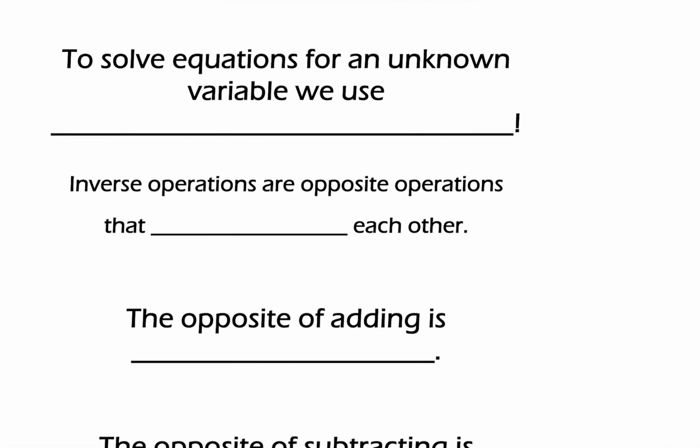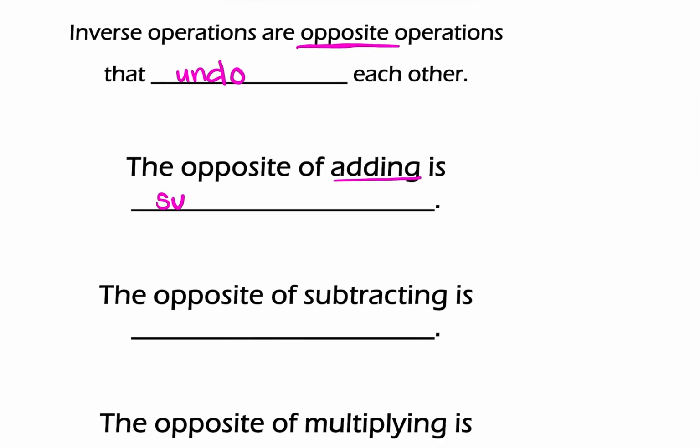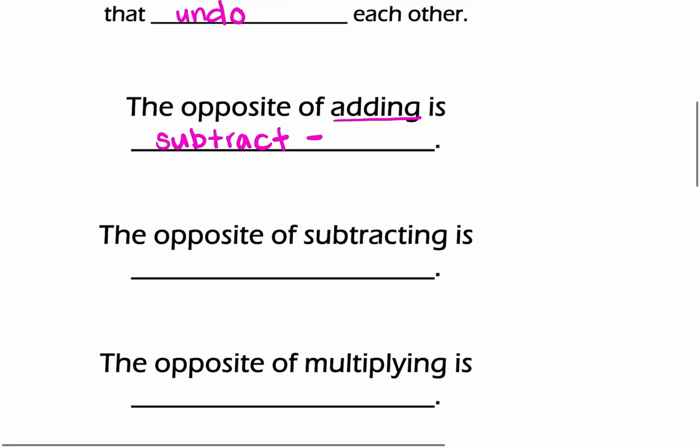To solve for unknown variables, we are going to use inverse operations. We've talked about inverse before. Inverse operations are the opposite. They undo each other. So what is the opposite of adding? It is subtracting. To undo adding, you can subtract. And subtraction is just going to be a minus sign.